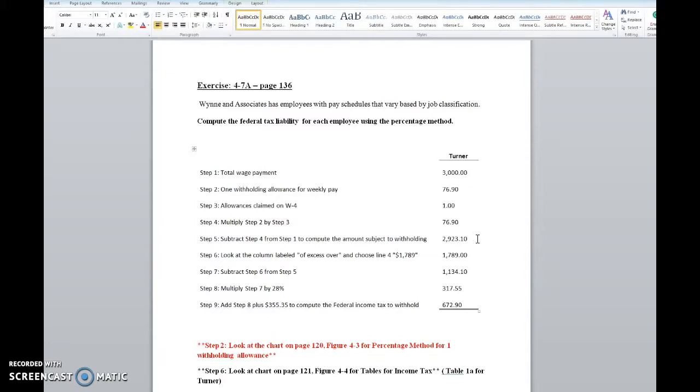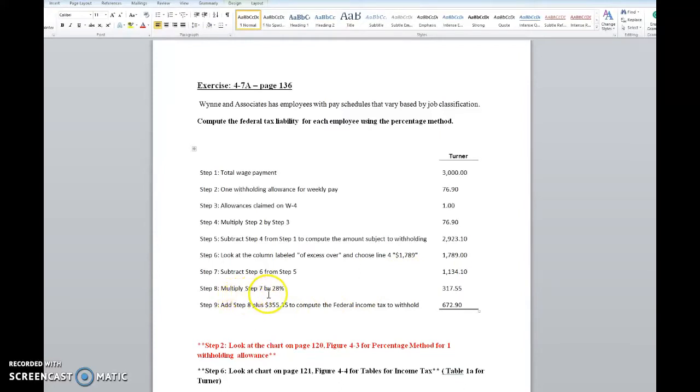Now, then we need to look at the column labeled excess over and choose line 4, which is $1,789. And this chart, remember, is found on page 121 in your book. And we're going to look at table 1A. We're going to subtract step 6 from step 5 to give us a total of $1,134.10.